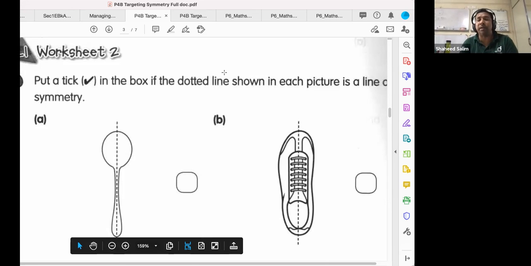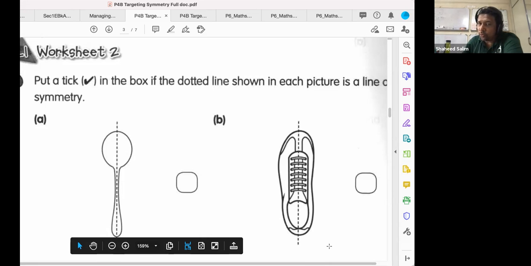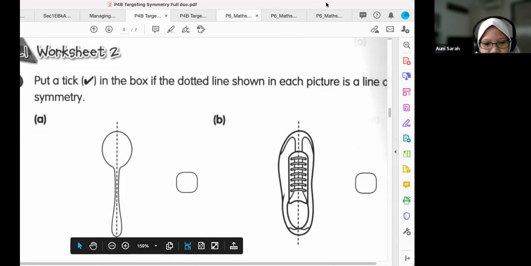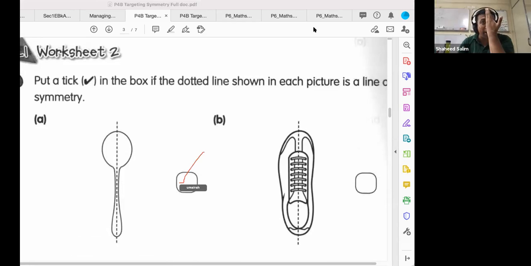Is A symmetrical, Auni? Yep. B? Yep. Are you sure? No, it's not, because if you look at your own face, don't think about your right face same as left face. No. Umaira, this one is not. So how to know? Well, you look down here. Can you see? Okay, let us go one by one.